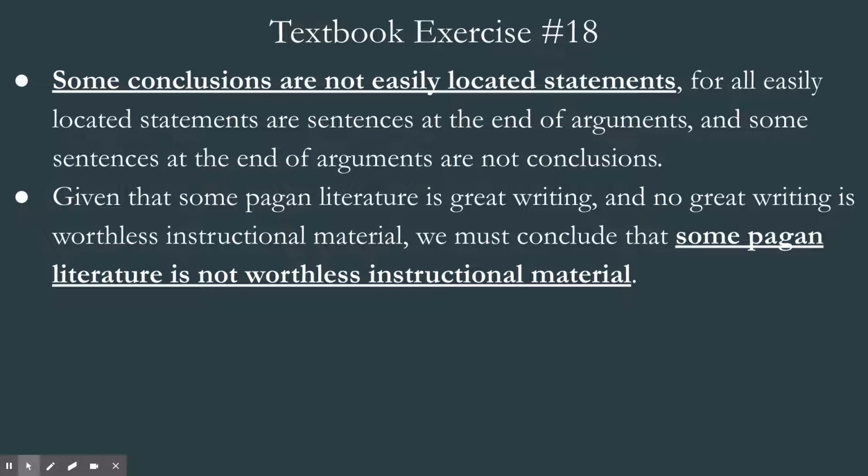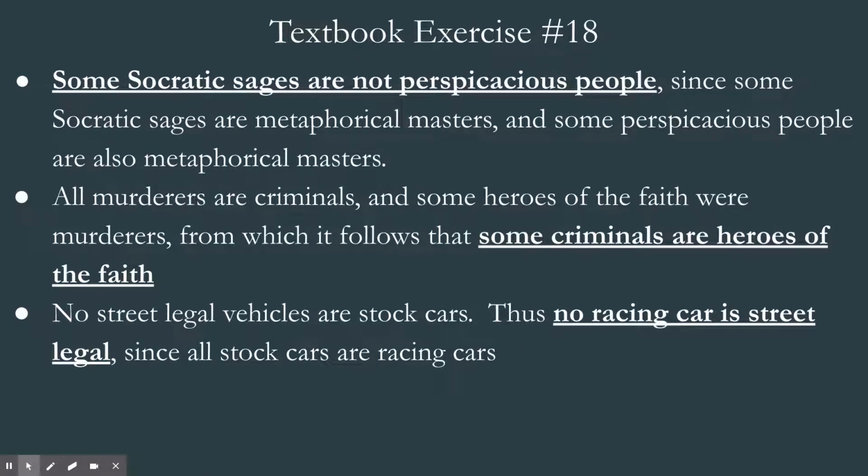And then for number 10, we must conclude that is our conclusion word. So some pagan literature is not worthless instructional material. Read. On number 7, all murderers are criminals. Well, it could be, but it's not in this argument. Like, there's nothing wrong with that sentence. That couldn't be the conclusion, but as it's written, that is not the conclusion of the argument. The conclusion of the argument is from which it follows that some criminals are heroes of the faith. Okay, because that is the terminus of the argument. The author is trying to convince you, trying to prove that some criminals are heroes of the faith. So any questions about how to do textbook exercise number 18?